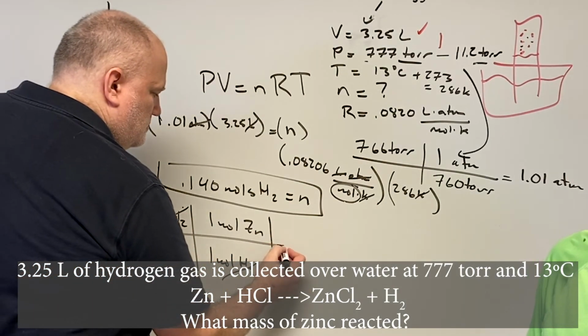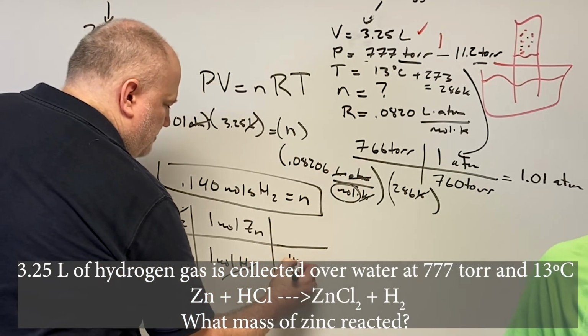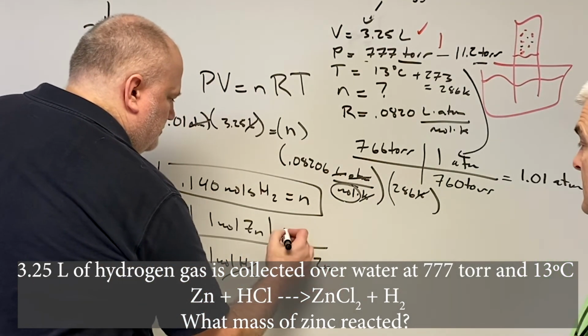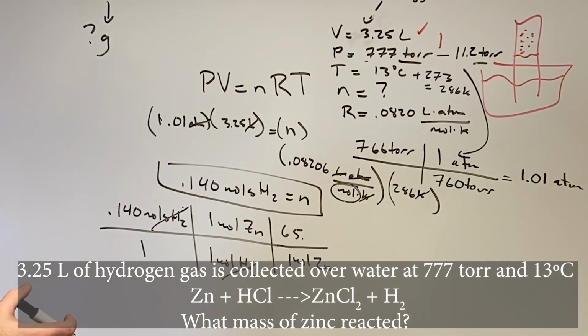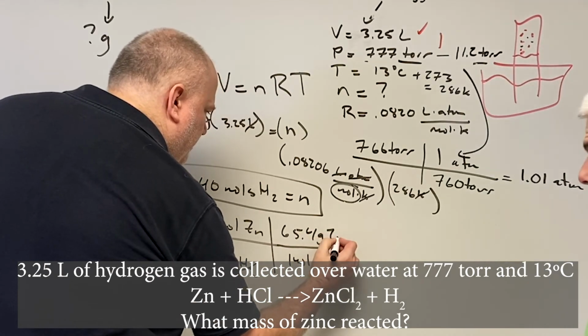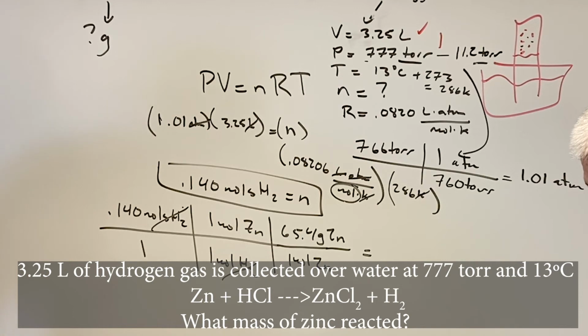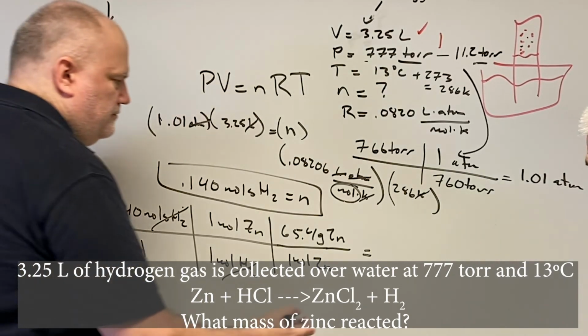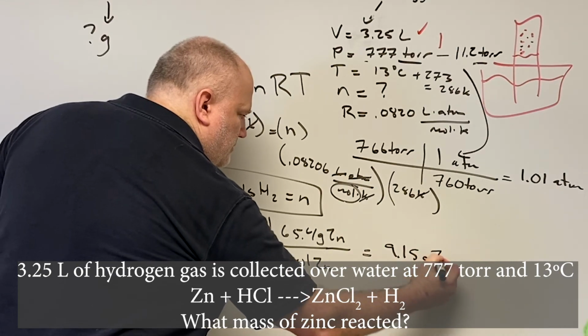And now the molar mass of zinc is 65 grams in 1 mole. I forget the decimal, 65 point something. Do you have it off your head, Mr. Dimitri? I do when I look at the periodic table. I think it's 65.4. 65.4. And so we're just going to take 0.140 times 1 divided by 1 times 65.4. That's 9.15 grams of zinc.